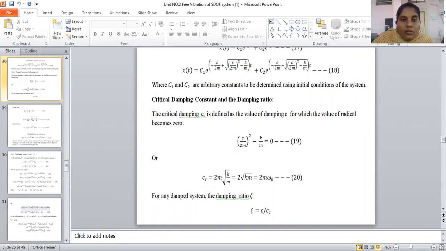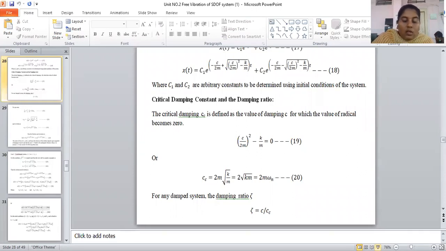If you have completed, we move towards the next step. So that is c by twice m; we have converted it in terms of zeta. So if we put that c by twice m value in terms of zeta, the s1,2 value becomes minus zeta plus or minus root of zeta square minus 1, into omega n. So the solution of the equation is x of t equal to c1 into e raised to s1t plus c2 into e raised to s2t.